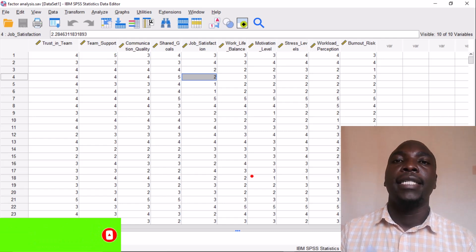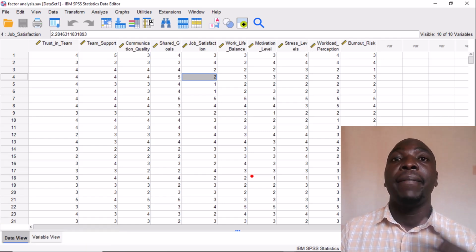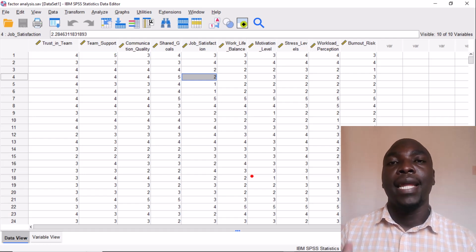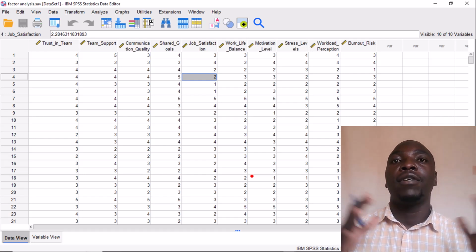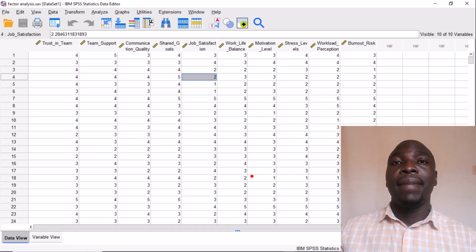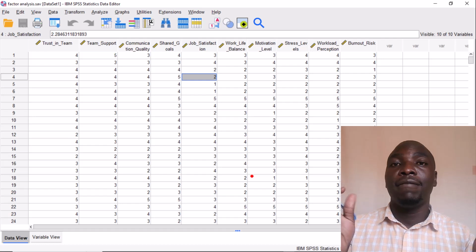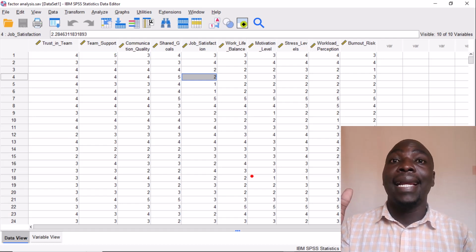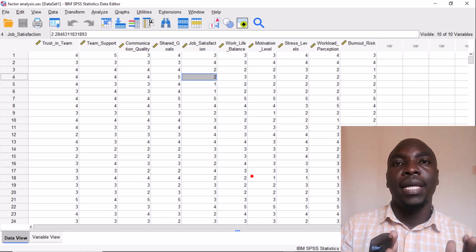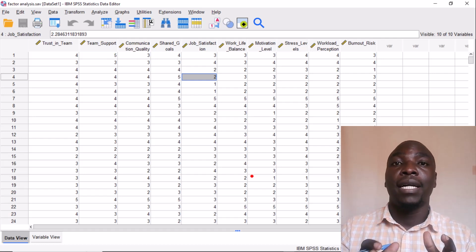Today we look at factor analysis, a method used for data reduction. You have got a lot of variables, but you want to establish the underlying structure. Which of those variables are closely related that can be grouped together into what we call factors.